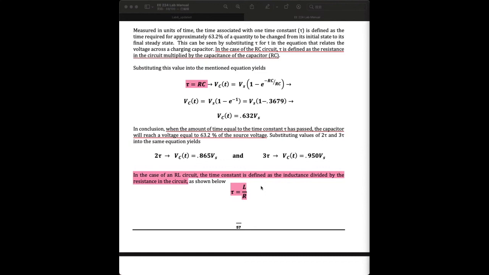Similarly, for an RL circuit, which is built by a combination of resistor and inductor, tau is defined as the inductance divided by the resistance in the circuit. And remember, this conclusion is also applied for an RL circuit.